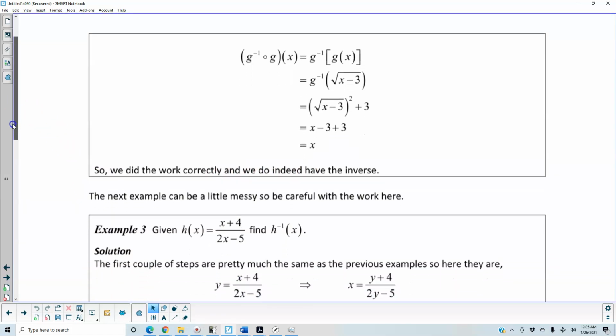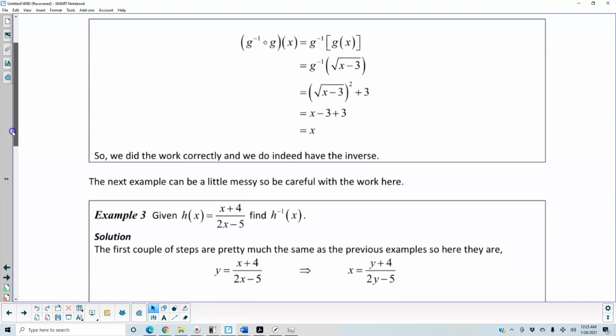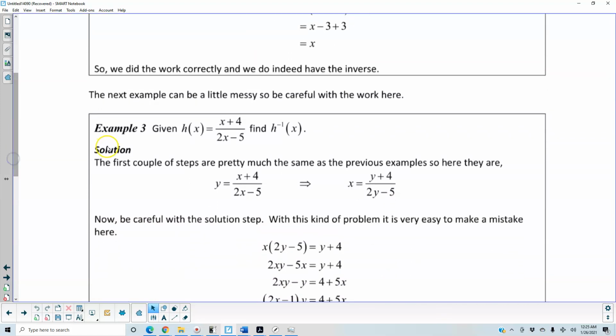Now, the next example can be a little messy, so be careful with the work here. Example 3. Given h of x is equal to x plus 4 over 2x minus 5, find h inverse of x. Now the first couple of steps are pretty much the same as the previous example, so here they are. We're going to interchange x and y, so y equals x plus 4 over 2x minus 5 becomes x equals y plus 4 over 2y minus 5.